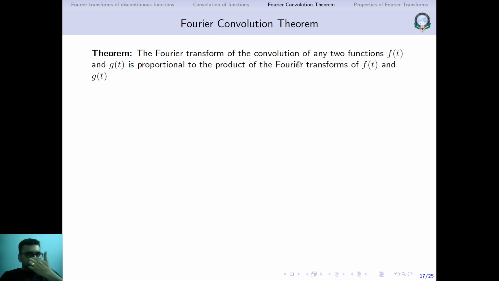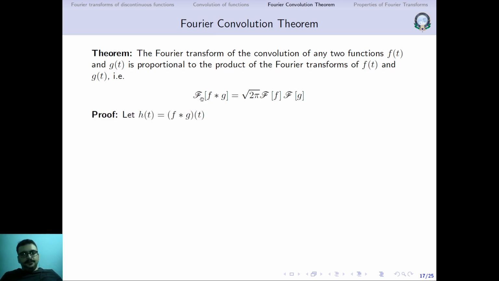This brings us to the Fourier convolution theorem, which is an extremely useful theorem, very straightforward. It basically says that if I take the convolution of two functions f and g, and find the Fourier transform of this convolution, it is directly proportional to the product of the Fourier transforms of the individual functions. So you find the Fourier transform of the first function, then the Fourier transform of the second function, and multiply them together. Whatever result you get is proportional to the Fourier transform of the convolution of the two functions.